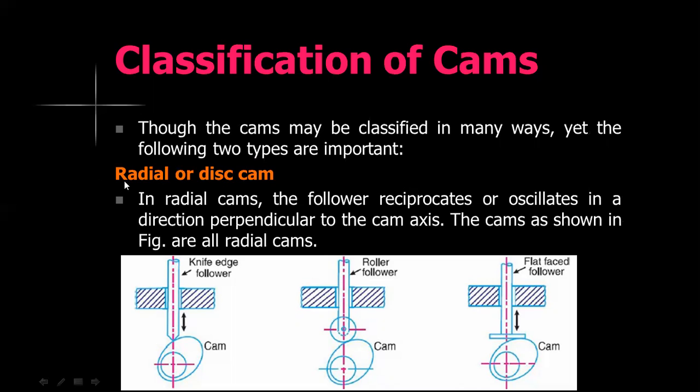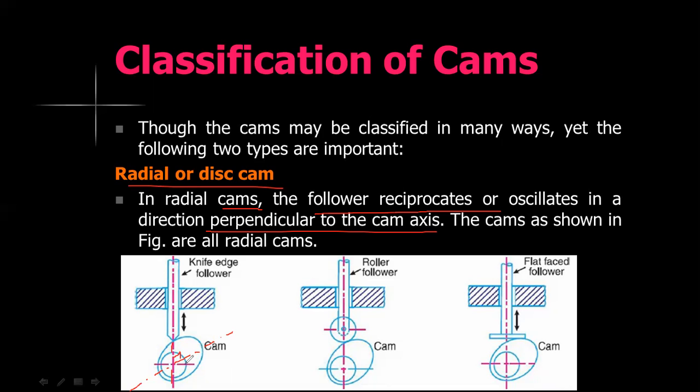One is the radial or disc cam. In radial cams, the follower reciprocates or oscillates in the direction perpendicular to the cam axis. Here you can see this is the axis of the cam, and this is the axis of the follower. The axis of the cam and the axis of the follower are always perpendicular.